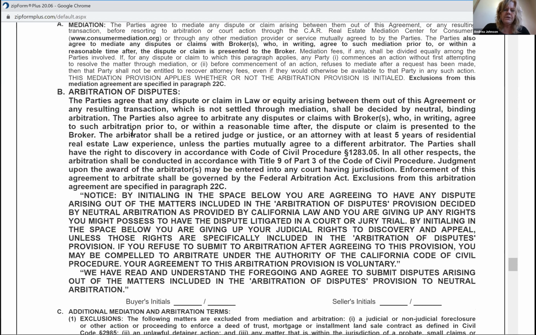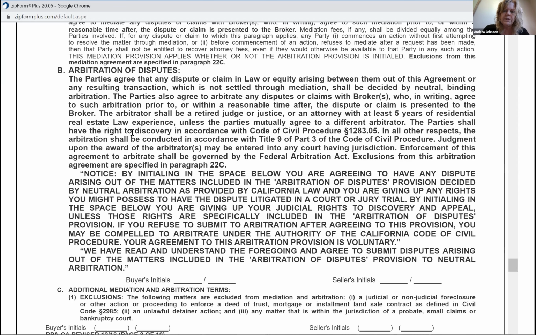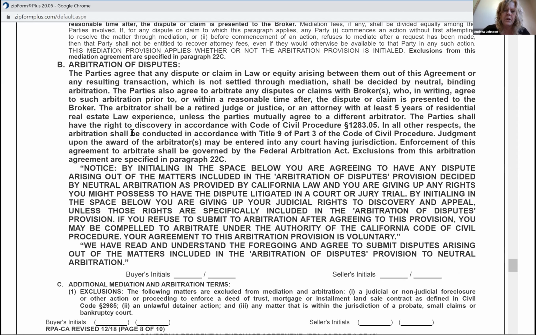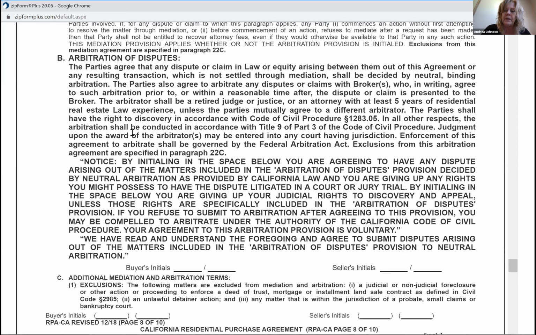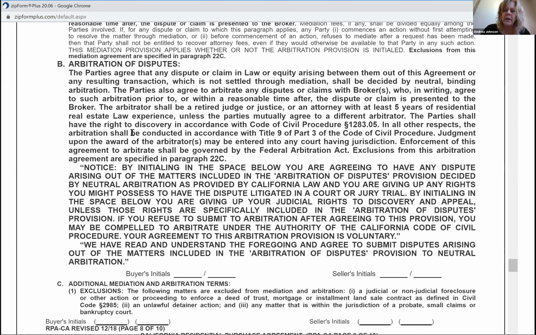Now, arbitration of disputes, and basically they're yelling at us here. The parties agree that any dispute or claim in law or equity arising between them out of this agreement or any resulting transaction which is not settled through mediation shall be decided by neutral binding arbitration. The parties agree also to arbitrate any disputes or claims with brokers who in writing agree to such arbitration prior to or within a reasonable time after the dispute or claim is presented to the broker.